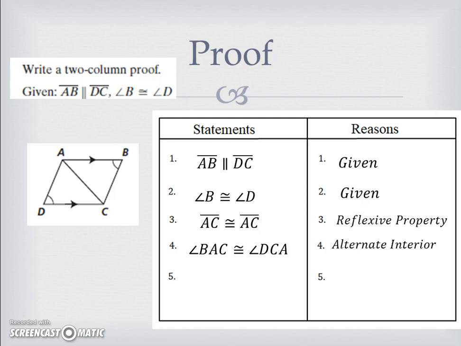Here we have two pairs of angles and a pair of sides, and it just so happens the angle B, not touching AC at all, gives us angle angle side. Okay, so the triangles are congruent by angle angle side.